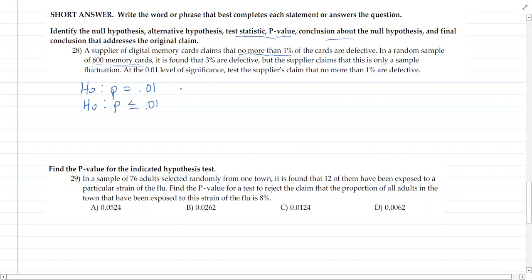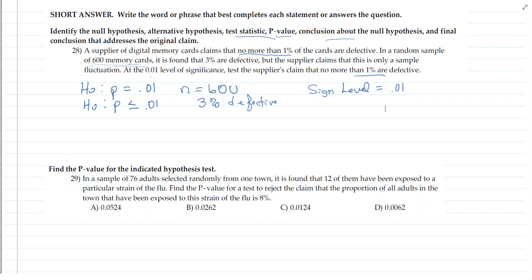And then it says our n is 600 memory cards, and they found 3% defective. But the supplier claims that this is only a sample fluctuation. At the 1% significance level, test the supplier's claim that no more than 1% are defective. So we need a z-score.